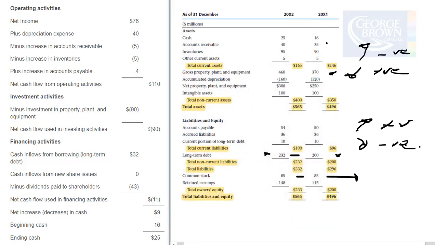So you can see here, there's our 16 million at the end of 20x1, which is the beginning of 20x2. That's our 16 million.